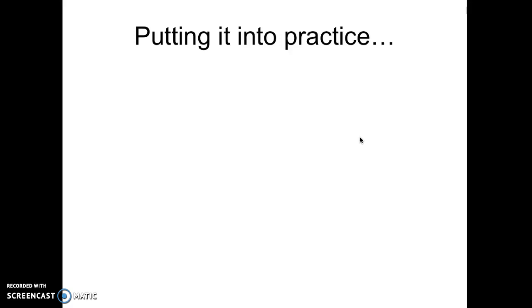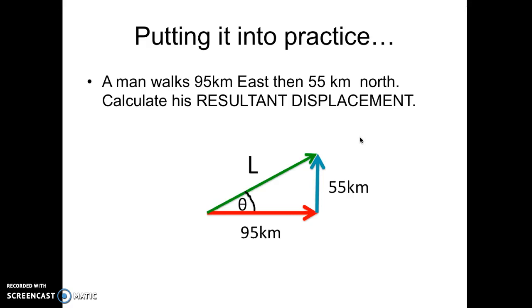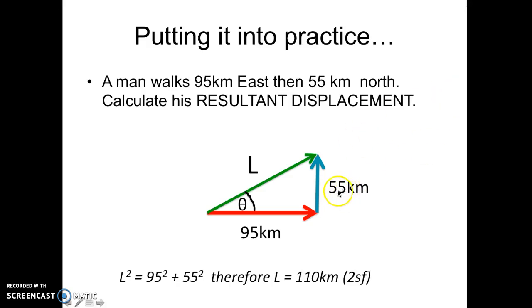Okay, just quickly putting it into practice. A man walks 95 kilometres east and then 55 kilometres north. By drawing a scale diagram, or by sketching a diagram and using trigonometry and Pythagoras, can you please work out his resultant displacement? Okay, so hopefully you drew a diagram a little bit like this, and using those relationships you were able to work out that the length of L is 110 kilometres. Notice that's to two significant figures because both of these have been given to two significant figures.